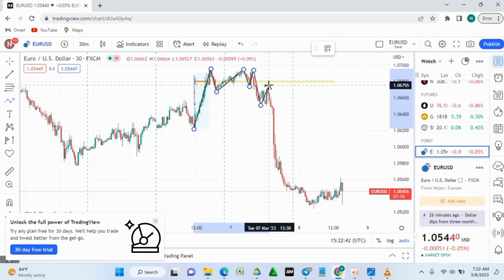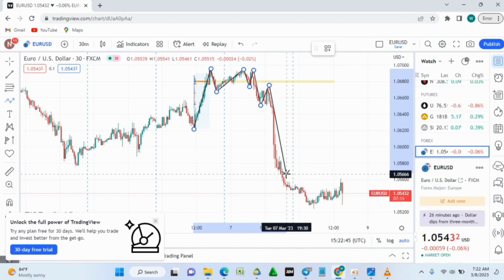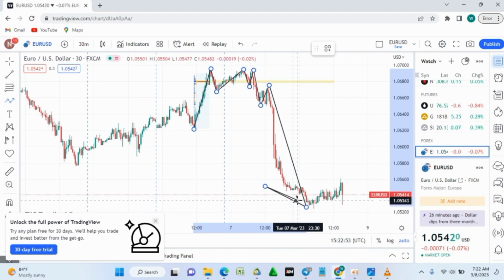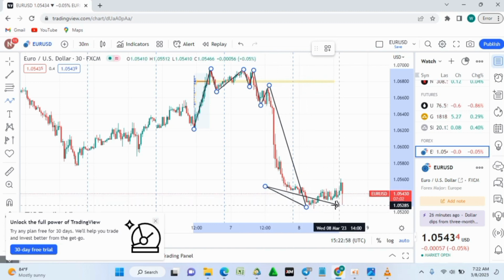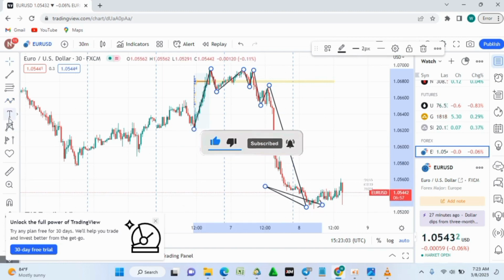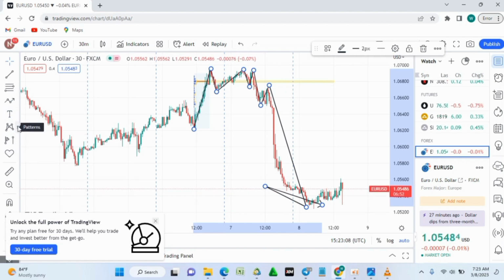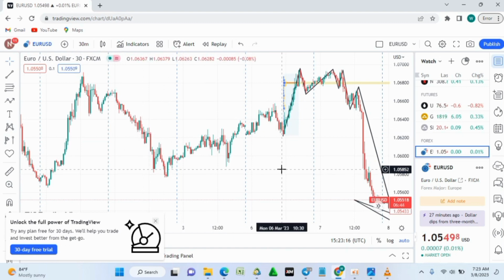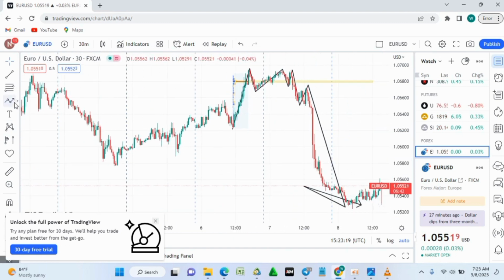So after testing, it moves down, and you can see this kind of risk to reward ratio. Wait, hold on. Okay, you can see all this area, and if I measure the risk to reward ratio that we're able to get, let me show you something.